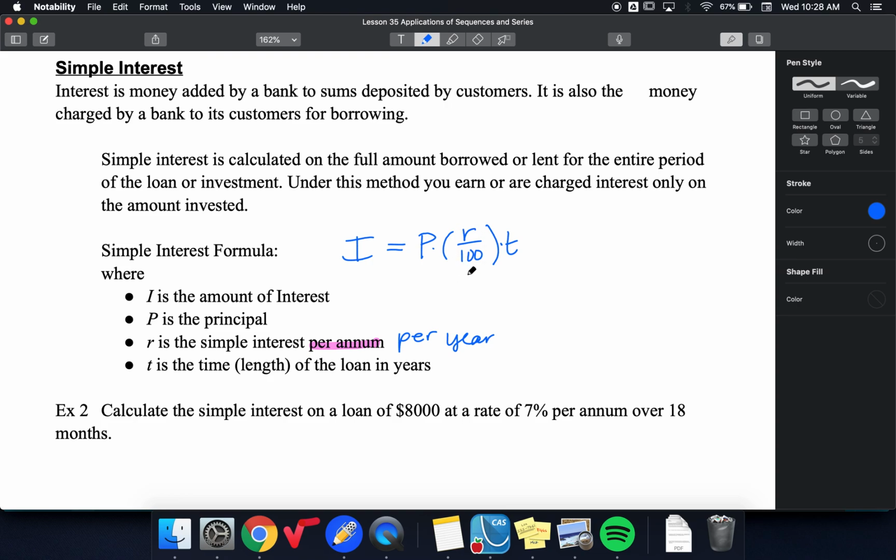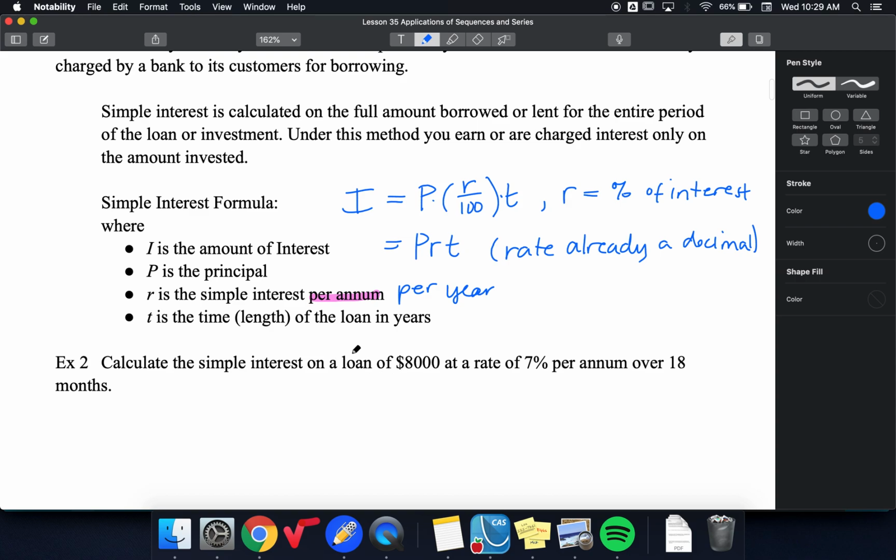This is if R is given as a percent of interest. If your rate was already given as the decimal, then we would have PRT. So either way, make sure that you're converting your interest rate into a number that makes sense. So let's look at it down here.